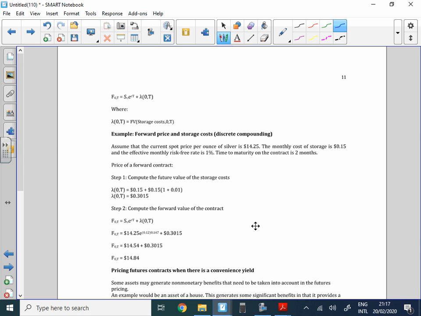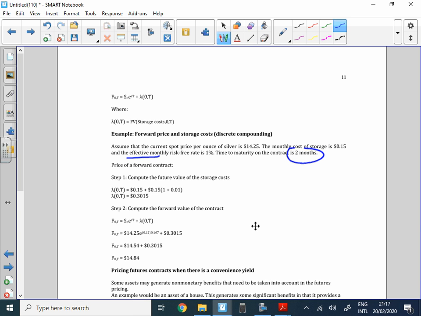This is for Shana specifically, top of page 11. There's a bit of a formula there, but I'm not going to look at the formula. I want to look at an example. Everybody with me? Okay, let's have a look. Assume that the current spot price per ounce of silver is $14.25. The monthly cost of actual storage is 15 cents. Not percent, not anything, but 15 cents per month. I'm changing how I normally do it. The risk-free rate per month is 1%, and it's a 2-month contract.